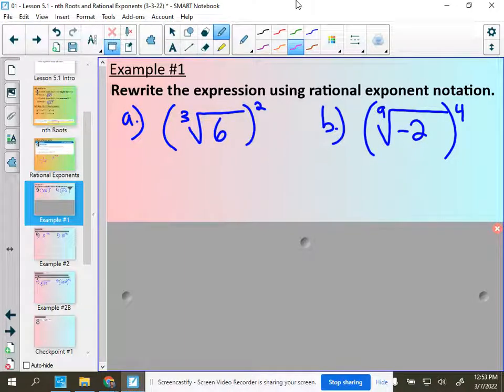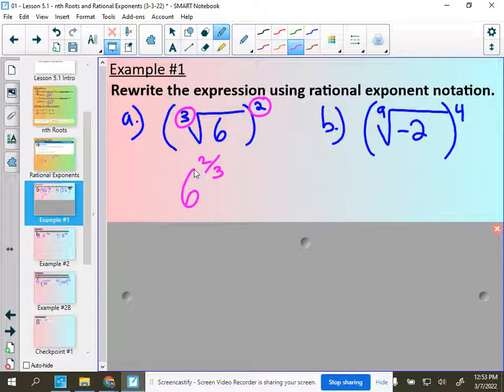The base stays the same. We never mess with the base. The base is 6. That's the base of my power. And then it's really a matter of is it 2/3 or is it 3/2? So we said this index here is always going to be our denominator, and the power here is always going to be our numerator. So we should have ended up with 6 to the 2/3 power.